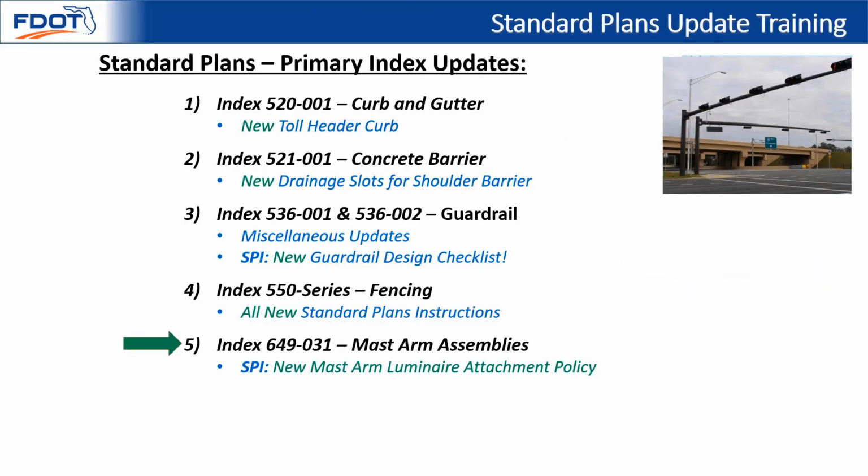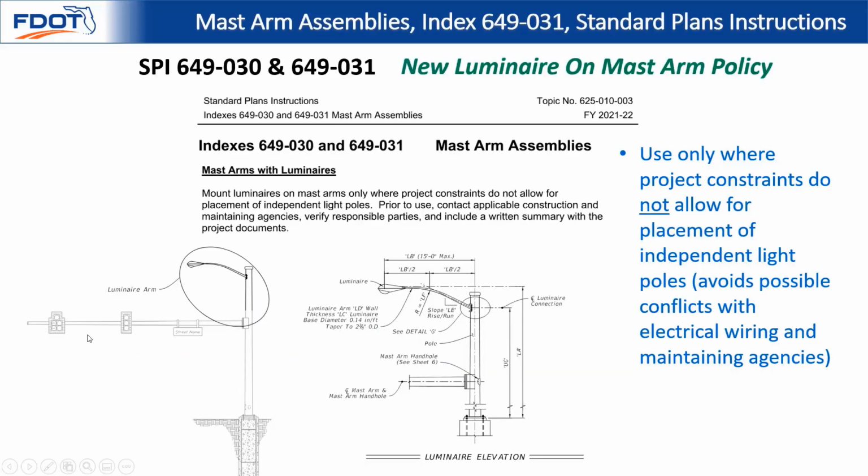Moving on to Index 649-031 for mast arm assemblies. The SPI now has a new mast arm luminaire attachment policy. And so what we're discussing here is in the standard plans drawings. Here you see that we have a mast arm structure, and then in the standard plans, there's also the option to mount this luminaire arm on top of it, extend the upright even higher beyond the typical arm.